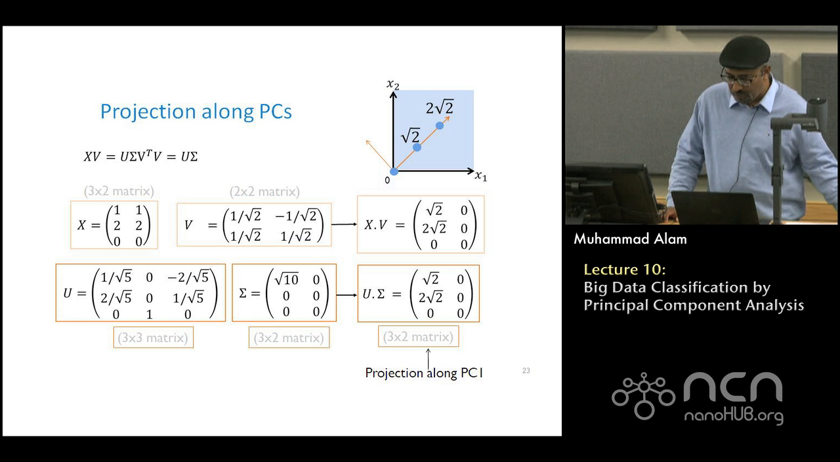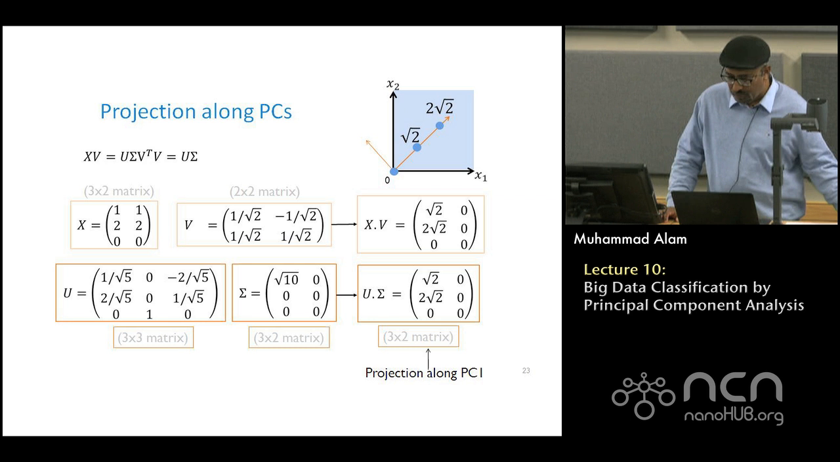You can either do x dot v, or you can do u dot sigma. Remember, the u was the first, this u. If you do that, you will get exactly the same answer. This vector is 0 because on this axis, there is no component at all. That's why this component is 0.